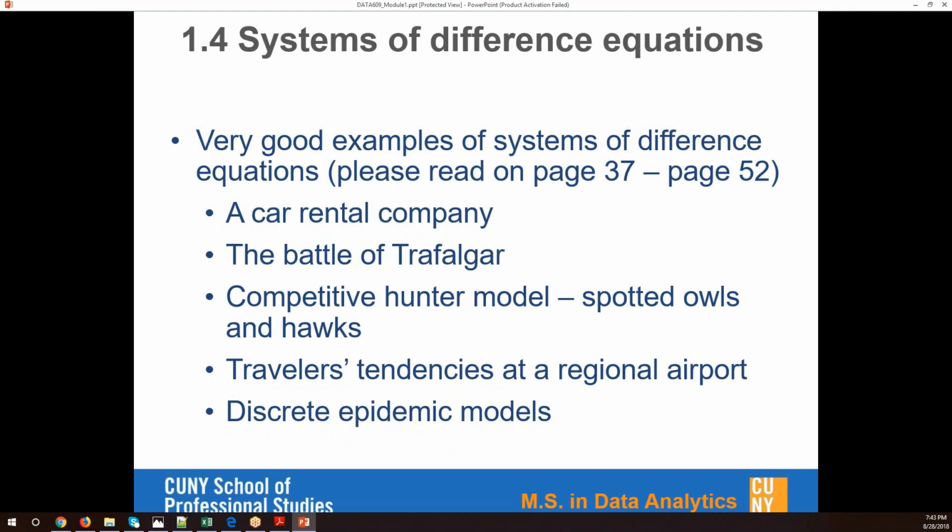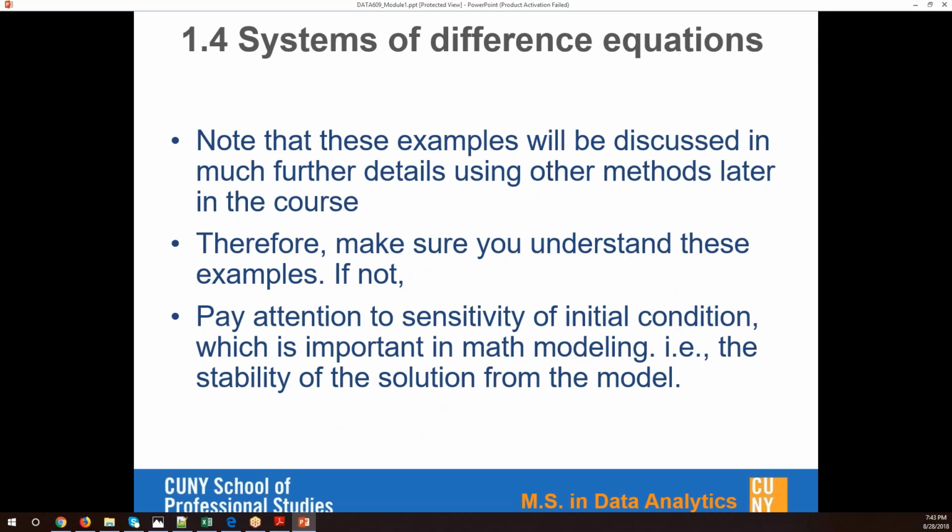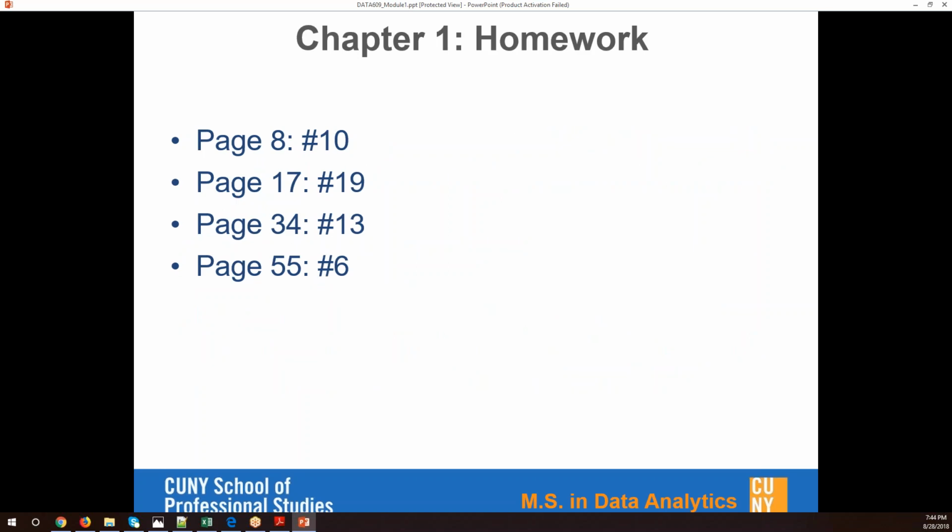And then in the textbook, there are some very good examples of difference equations. Especially, I want to point you to the first one because this one would be used later on in the course as well. So you should definitely read all of them, but pay attention to the first example, a car rental company, and how we use a difference equation to solve that car rental company problem. As I said, some of these examples will be discussed later using different methodology, but here you should try to understand these examples, try to understand what the problem is, how we came up with the solution, and also pay attention to the sensitivity of the initial solution, which is how stable the solution is from the model.